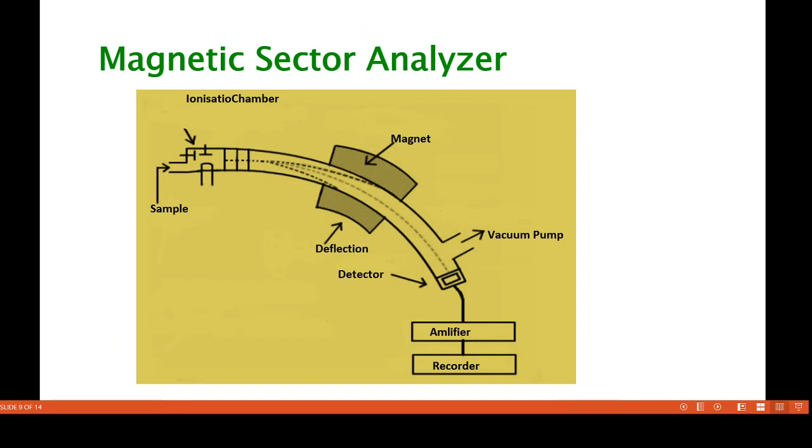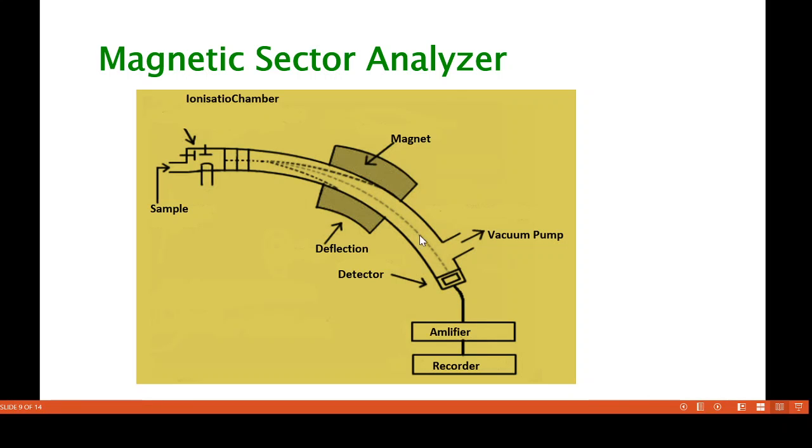Okay, this is the magnetic sector analyzer. Then we see the diagram for this magnetic sector analyzer. Here is the sample injection, so through this path we introduce the sample. Here is the ionization chamber, where ionization takes place and positive ions are produced. This is the accelerating chamber. Here the ions are accelerated through this chamber and then enter into the flight tube. This is the flight tube.